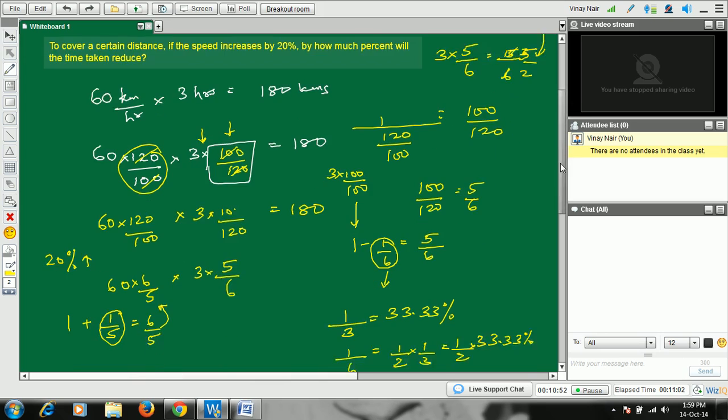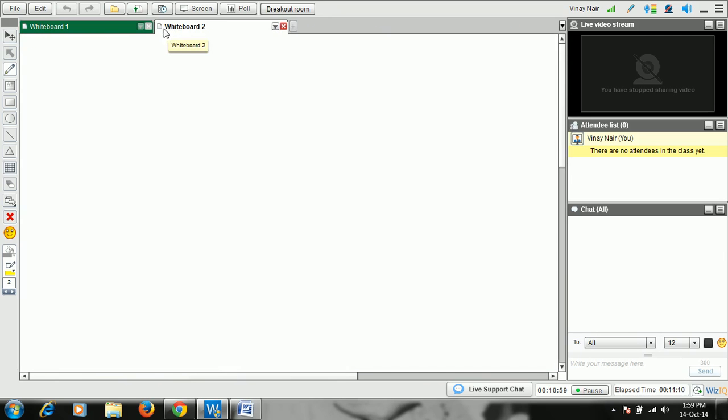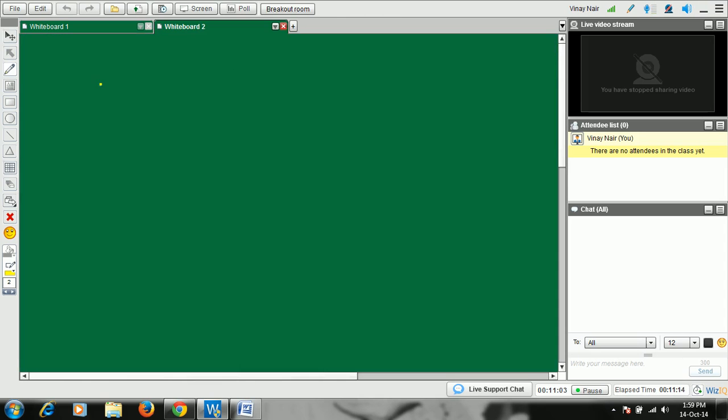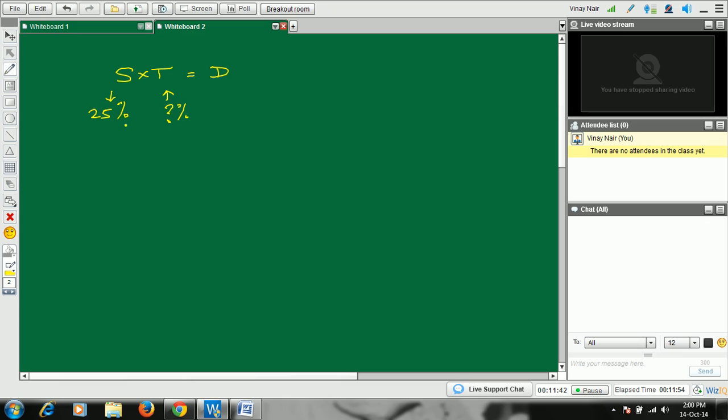So with this particular relationship we can try to handle such problems. Let us take one more example of speed, time and distance. And this time, instead of speed increasing, let us take speed reduces. So if the speed reduces by 25%, then the time will increase by what percent? Earlier the speed increased by 1/5 and the time decreased by 1/6, which is 16.66%. So here the speed is decreasing by 1/4, and the time has to increase by how much?